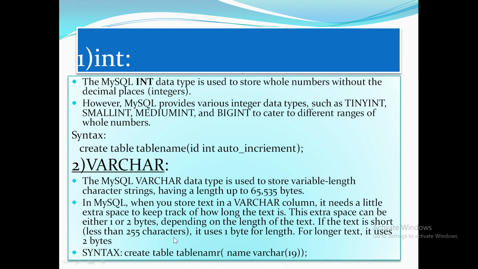If the text is short, less than 255, for example if I initialize the length of the varchar as 10, it is considered 1 byte. If I use 2000, it is considered 2 bytes. Syntax: create table, table name, varchar, just like 19. I'm initializing 19, it clearly uses 1 byte of varchar. With 1900, it goes to 2 bytes.